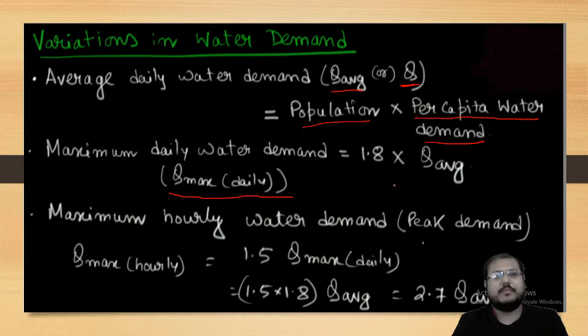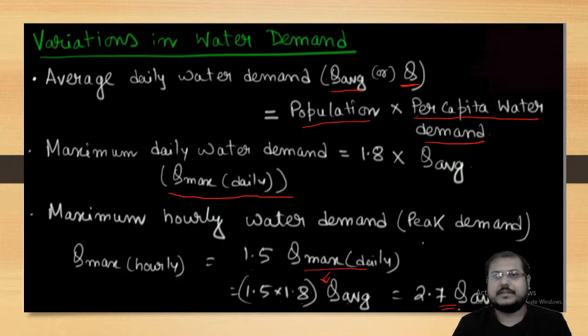Third parameter is maximum hourly water demand, also called as peak demand, which is called Q max hourly, and that is equal to 1.5 into Q max daily. As Q max daily is 1.8 into Q average, we have 1.5 into 1.8 into Q average, which is equal to 2.7 into Q average.